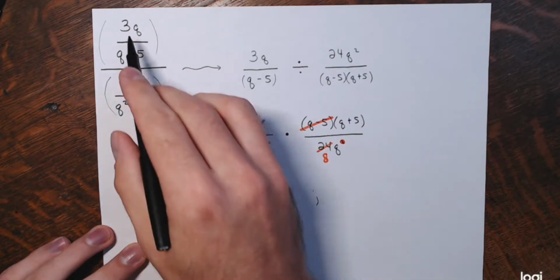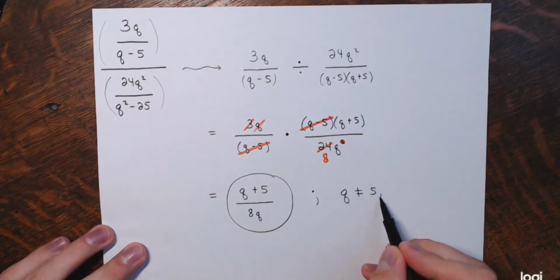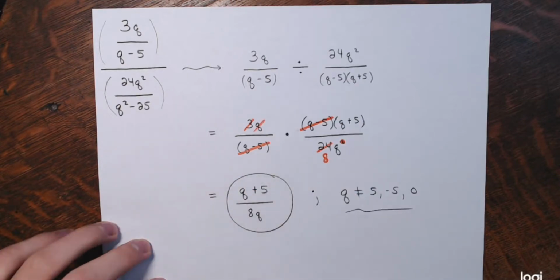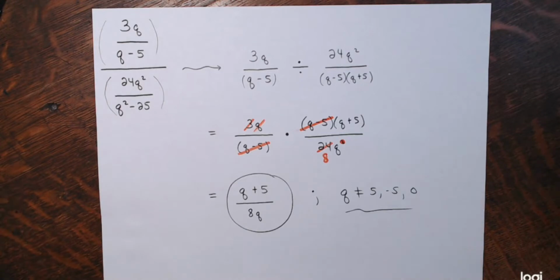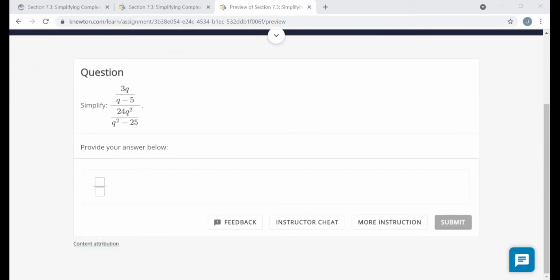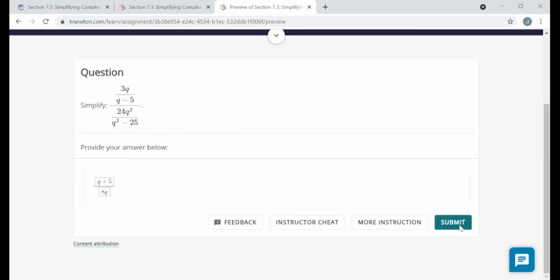The value of our original expression will be the same as the value of this expression for any value of q except for 5, negative 5, and 0, because those will make a denominator 0 throughout the problem. But any other value of q would be valid and allowed to be plugged in. So again, very simple there. No addition or subtraction was needed in that problem either, because the numerator and denominator were already a single fraction. I didn't need to do anything to make them into single fractions like in earlier questions. So numerator q plus 5, denominator 8q. And that should be it.